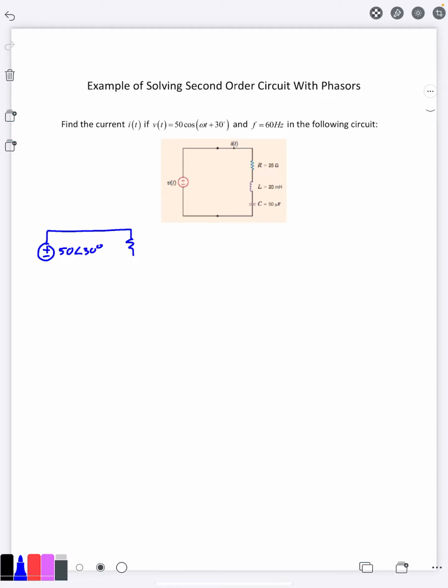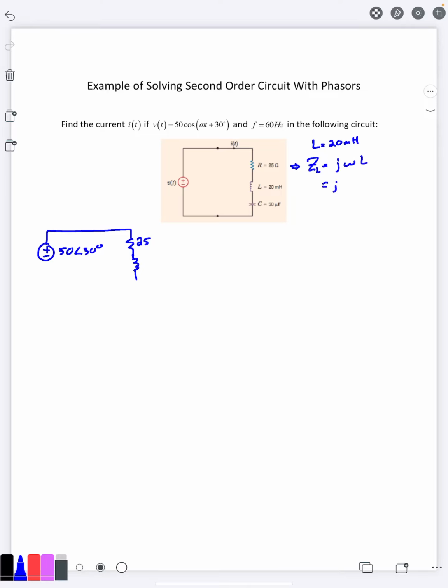The resistance, that one doesn't change. It was 25 ohms. It's still going to be 25 ohms. Now for the inductor, the L was 20 millihenries. And we know that for impedance for an inductor, the impedance of an inductor is j omega L.